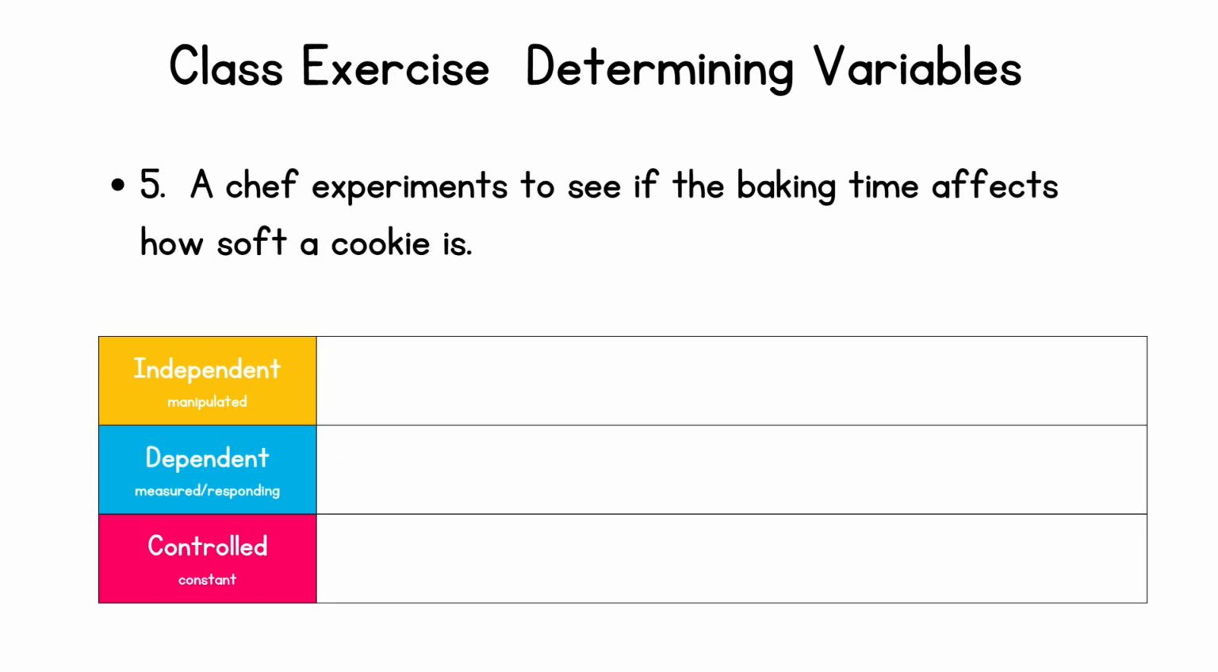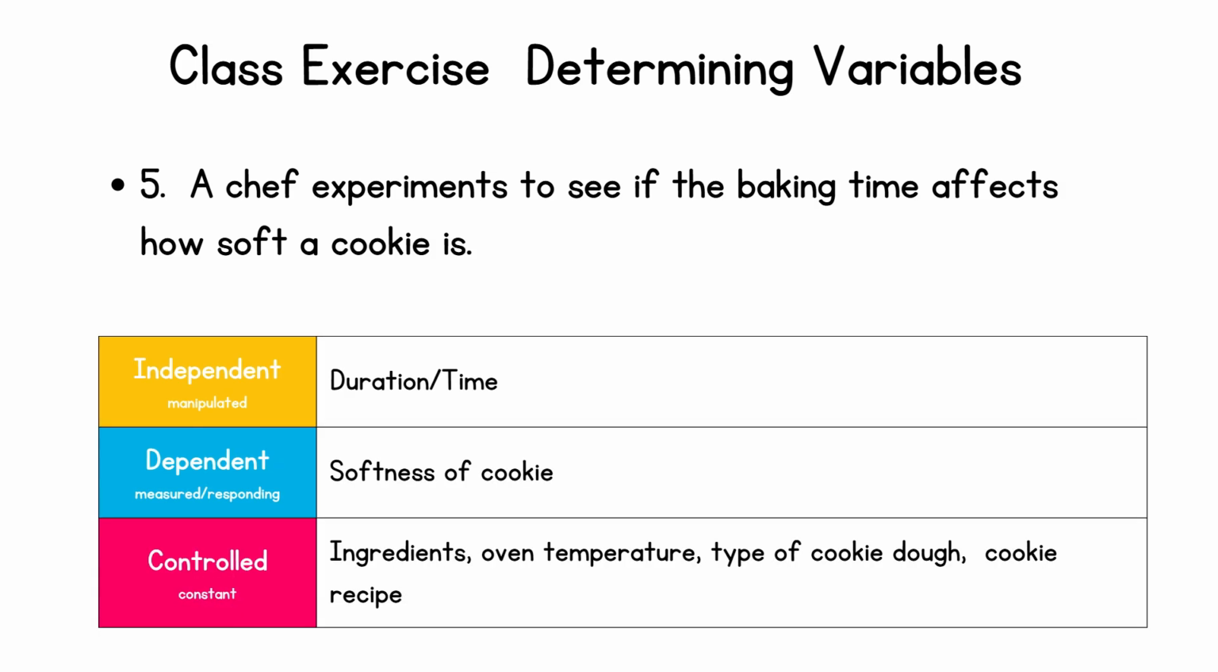Number 5, a chef experiments to see if the baking time affects how soft a cookie is. What do you think you would have as an independent variable? And what do you think you would have as a dependent variable? And what is the control variable here? What are you going to purposely change? What are you measuring? What is responding here? And what are you keeping controlled or constant?